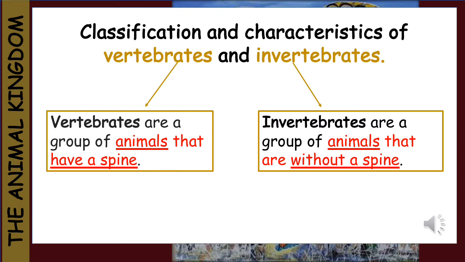Classification and characteristics of vertebrates and invertebrates. When we talk about classification, we mean taking animals and dividing them into groups by looking at specific things that make the animals different. In this case, we are looking at vertebrates. Vertebrates are a group of animals that have a spine or a backbone, and invertebrates. Invertebrates are a group of animals who are without a spine or backbone.